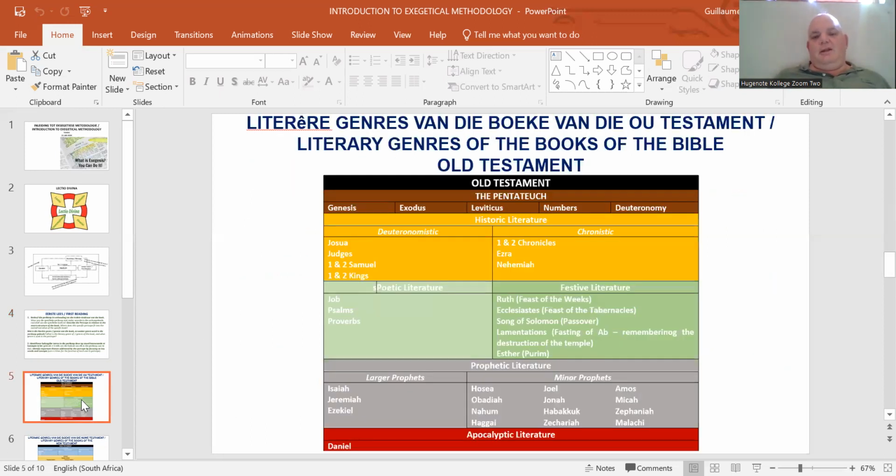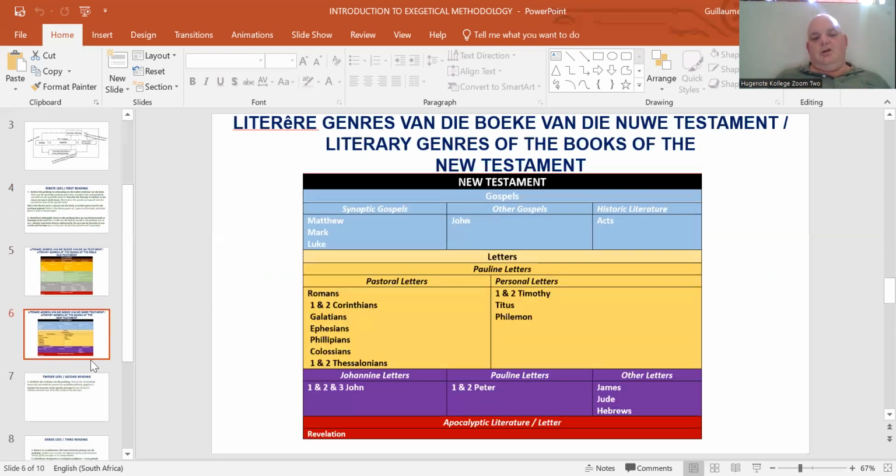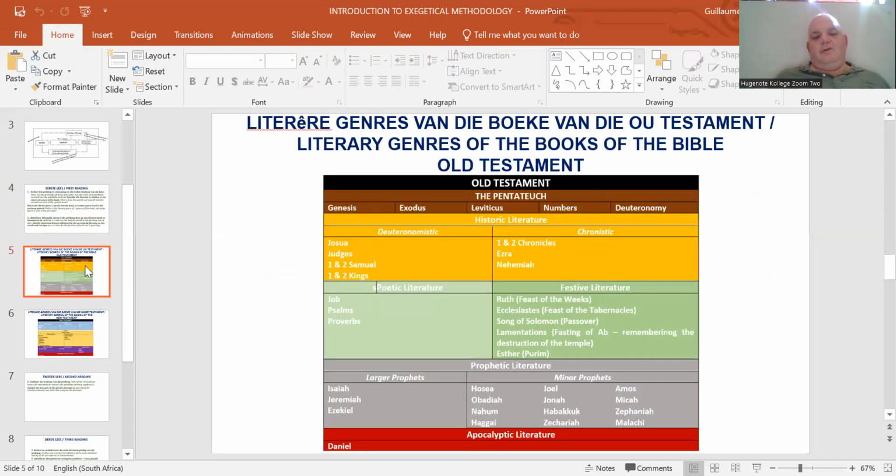Okay, I've prepared a little summary of the literary genres just to give you an idea. I've uploaded this already onto my notes. You will have that, so that you have a little frame of reference to say, okay, this fits in here, this fits in there. I assume that you know this already, so this is not necessarily new or earth-shatteringly life-changing information.